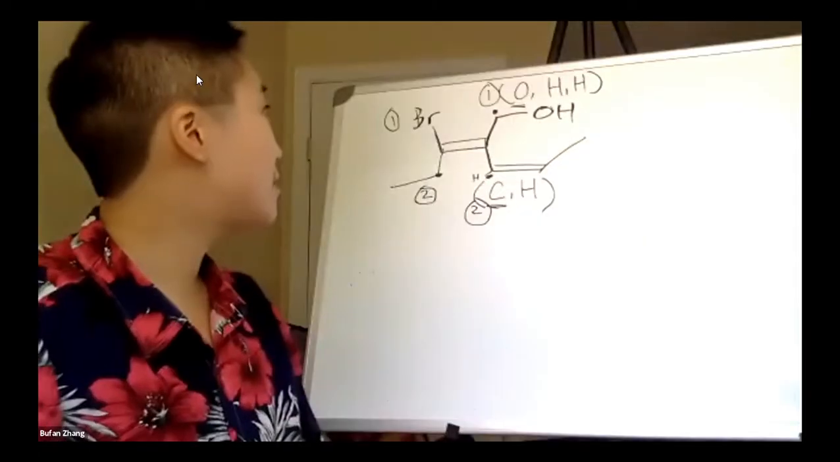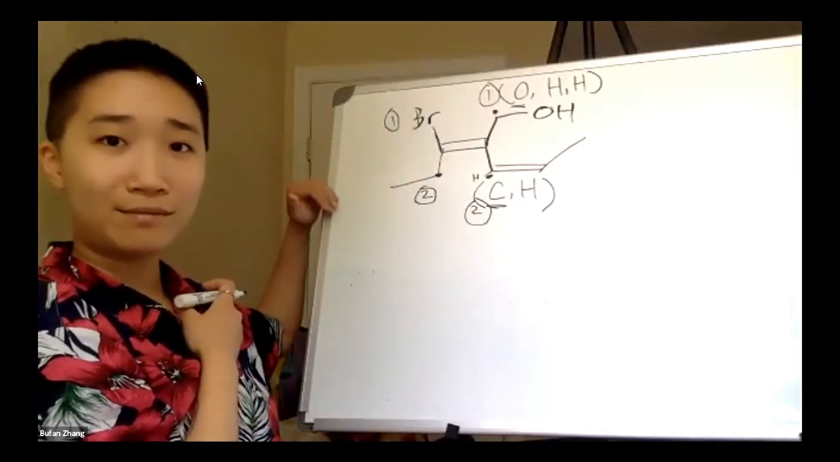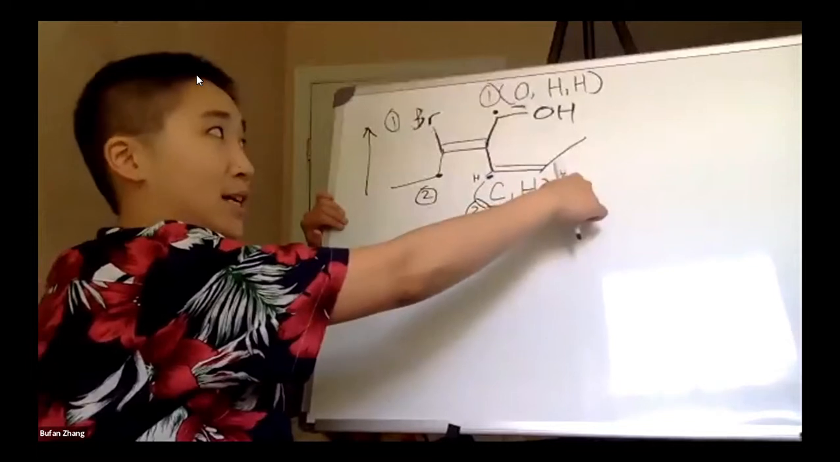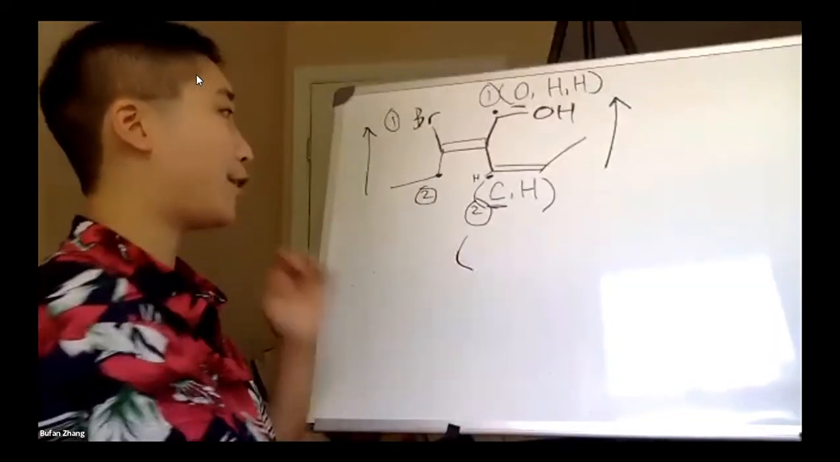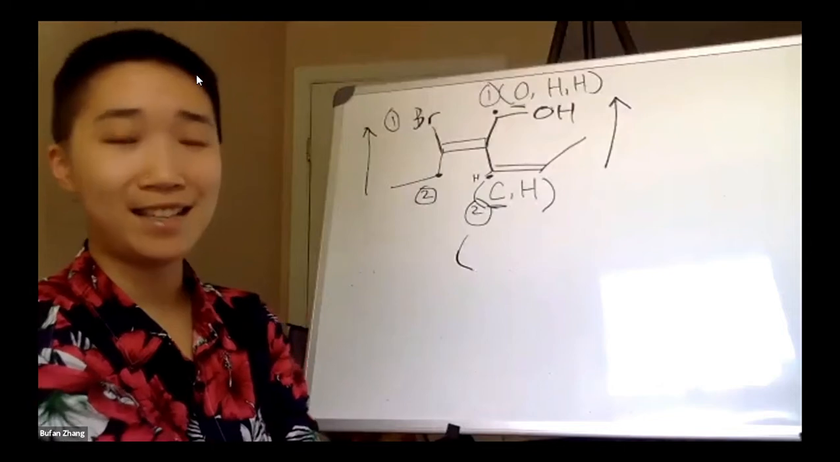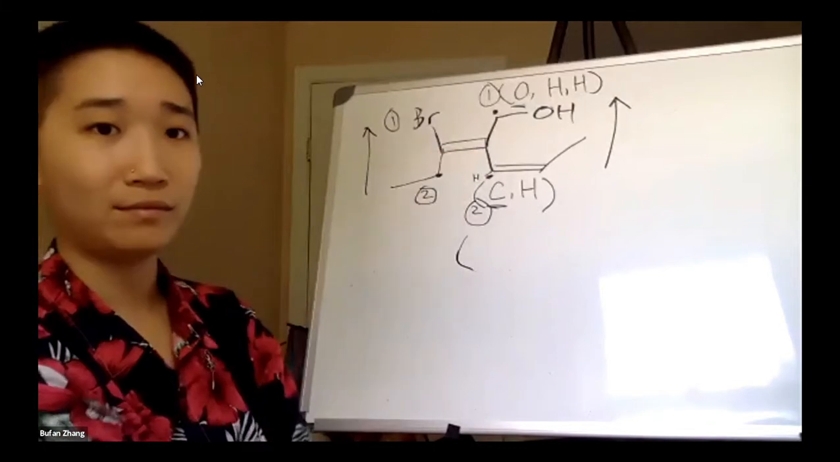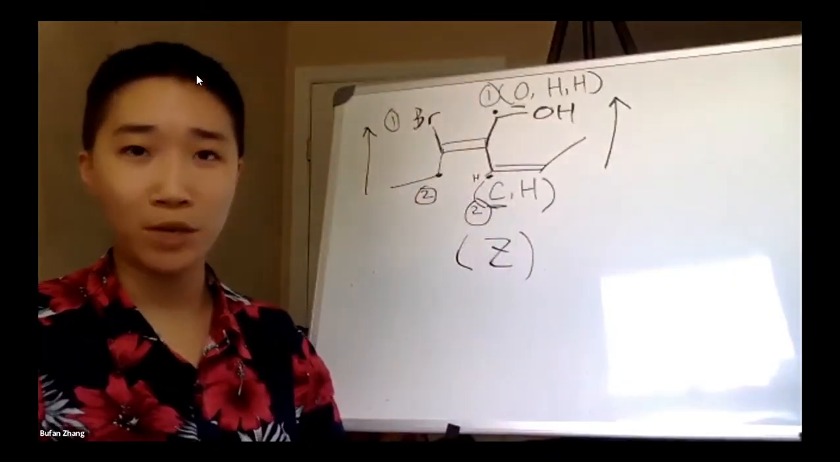So in this case, on the right hand side, is my arrow pointing up or down? Up. What about on the right hand side? Up. It's going to also point up. So what configuration is this? Diene. I mean, if we focus on this part only. Z. It's going to be Z, right? Because they're on the same side. Any questions regarding what we did for this molecule?